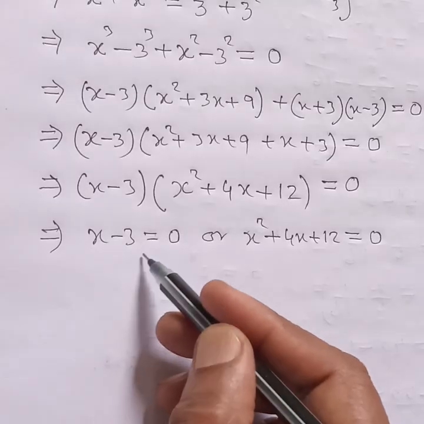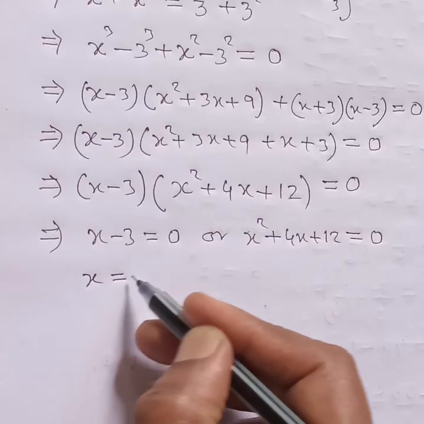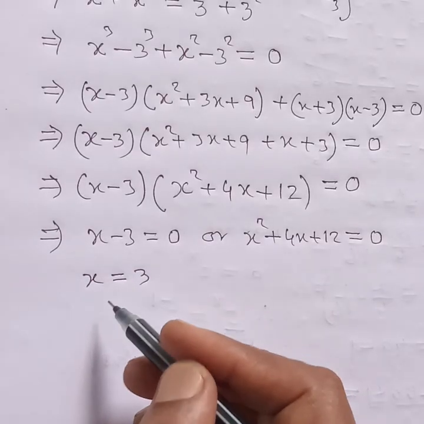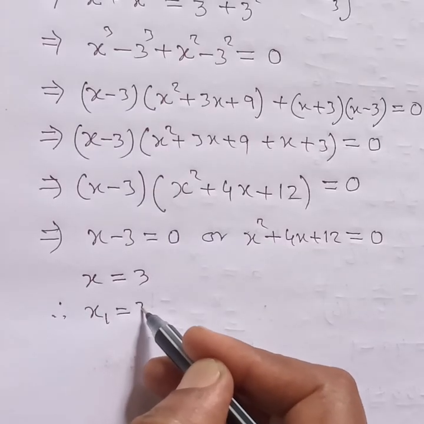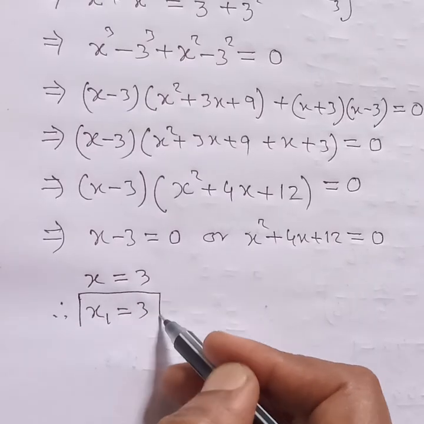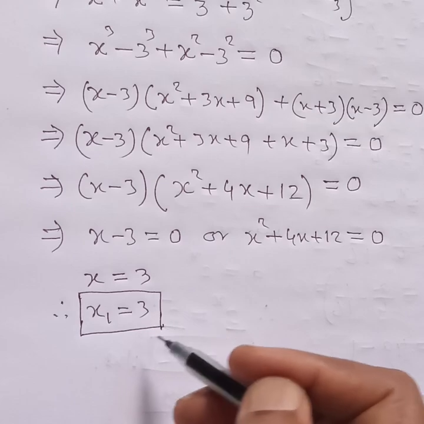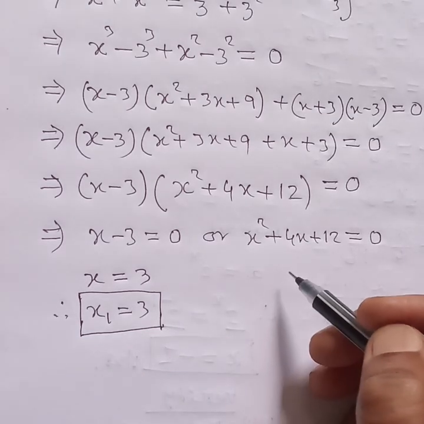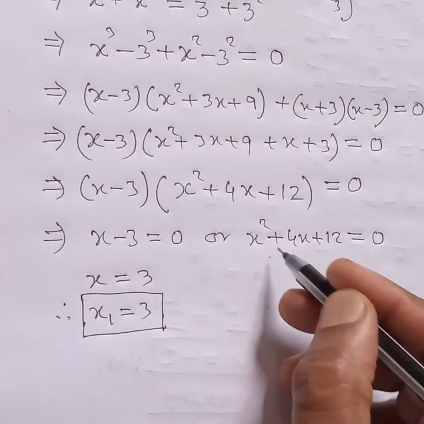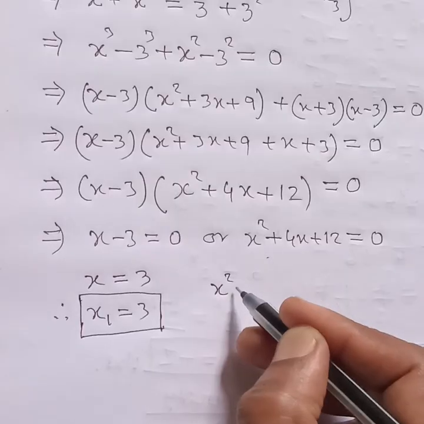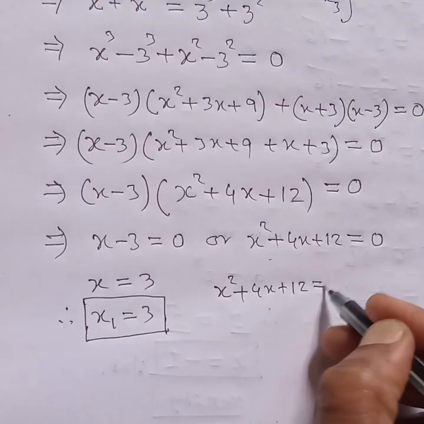If we solve this equation, we get x is equal to 3. Therefore, x1 is equal to 3. One of the roots of this equation is plus 3, a real root. We get the other roots from this equation, x square plus 4x plus 12 is equal to 0.